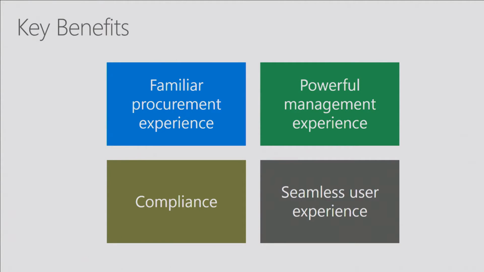What are the key benefits? Number one, familiar procurement experience. Samir talked about that. Yammer is part of every major offer in Office 365. It's part of E3, it's part of E5, it's part of K1, like 20 plus offers. All the major offers have Yammer in them. So you get one of those offers, you get Yammer. So it's a seamless procurement experience. Second, powerful management experience. We talked a lot about that. Seamless user experience. The single biggest friction point that we have found for users is to discover the service and log in seamlessly. We've taken care of that. And compliance, Samir talked in detail about this. So these are some of the key benefits of this vision of Yammer being part of Office 365.